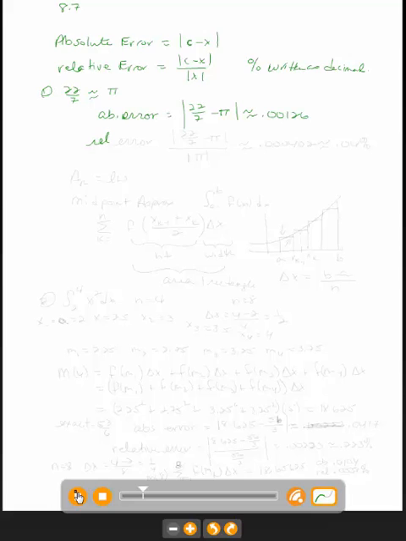The relative error, all I've got to do is take that answer and divide it by the real answer, your absolute error divided by your exact answer, and you get 0.000402, which if I make it into a percent is 0.04% error. So the Greeks' approximation is really, really close.